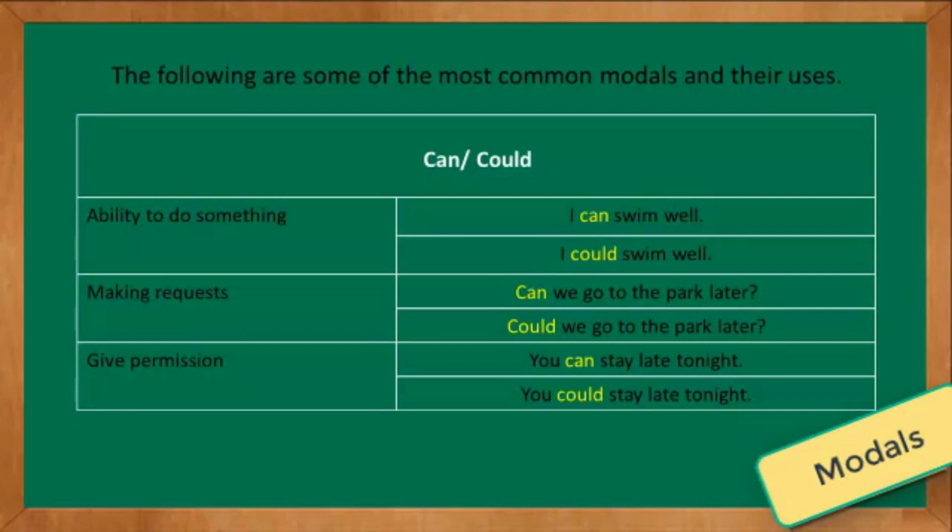The second one, making requests. Example, can we go to the park later? Or, could we go to the park later? And the last one, in giving permission. Examples, you can stay late tonight. Or, you could stay late tonight.